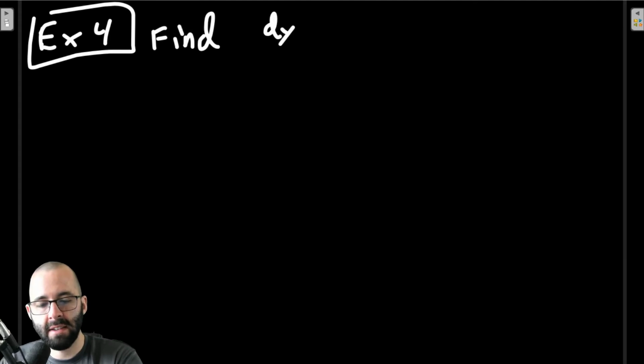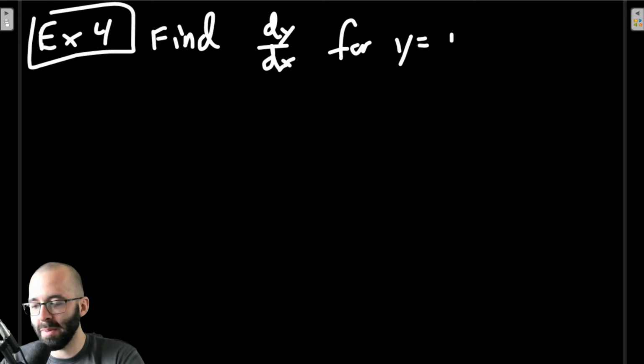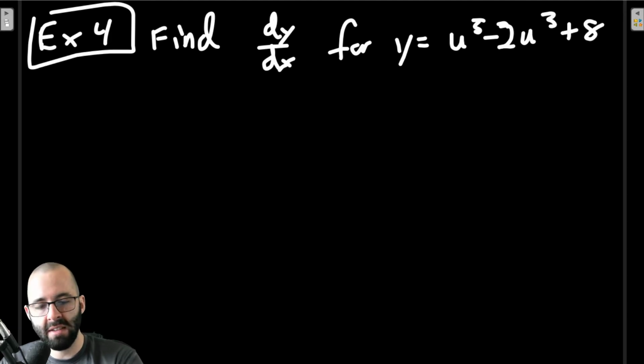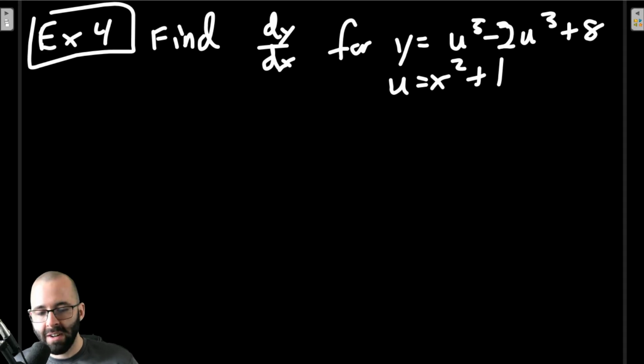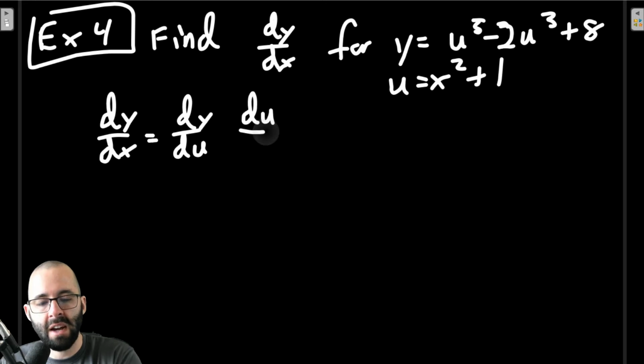Find dy dx for y equals u to the 5th minus 2u cubed plus 8, where u is equal to x squared plus 1. So again, we don't have to use the chain rule here. We could just plug u in and then take the derivative normally. But let's use the chain rule here. Why not? Remember, dy dx equals dy du times du dx.